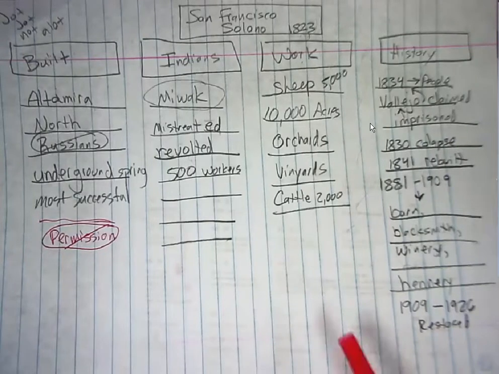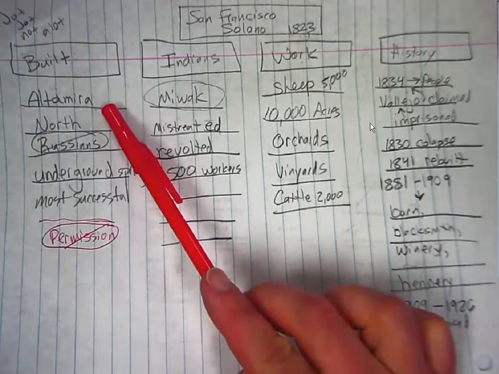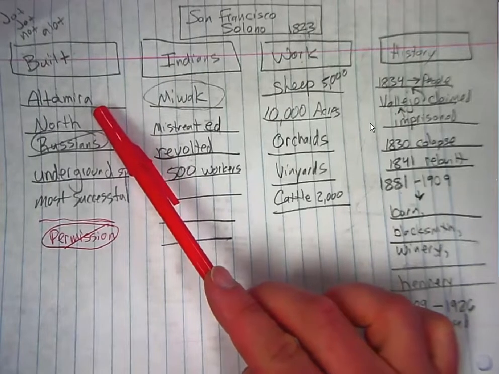So it might be kind of nice when you're doing your research just to have this page ready so you can quickly jot down some different ideas. But it was built. It was Father Altamira was the person who decided he wanted to build this mission.